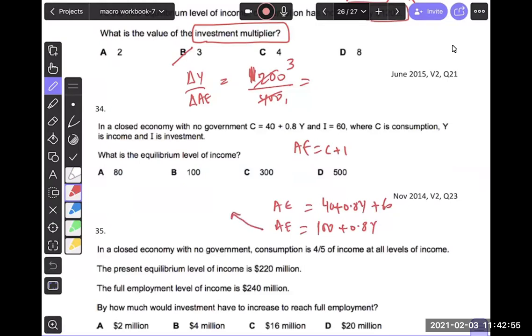Now equate this: Y equals AE. So Y will be equal to 100 plus 0.8y, or 0.2y is equal to 100, or Y is equal to 100 over 0.2, which is 500. So D. Make sense? 100 over 0.2 is 500.